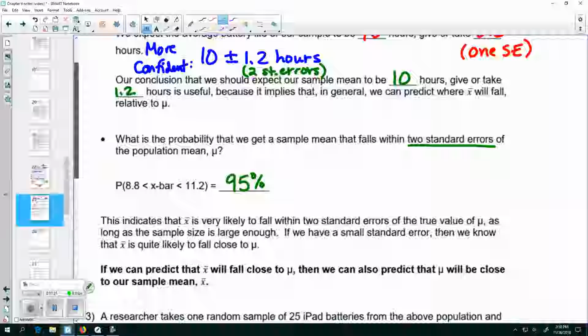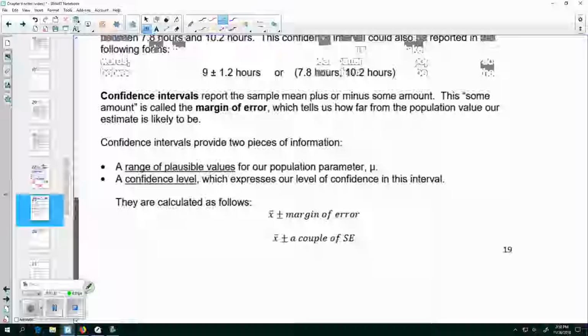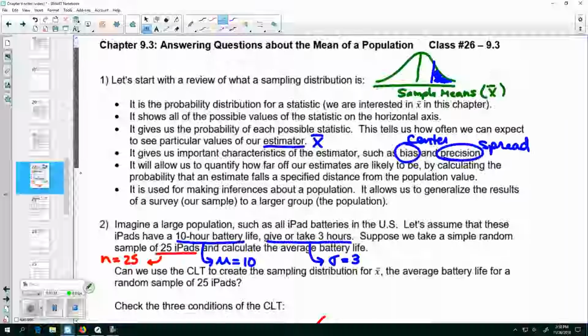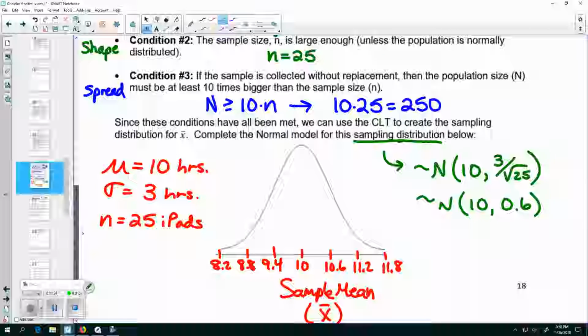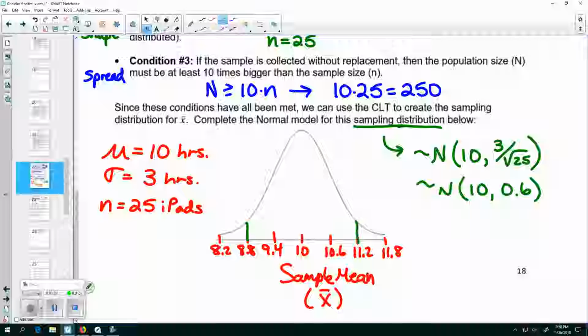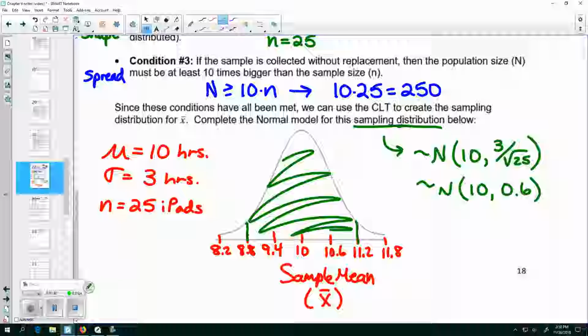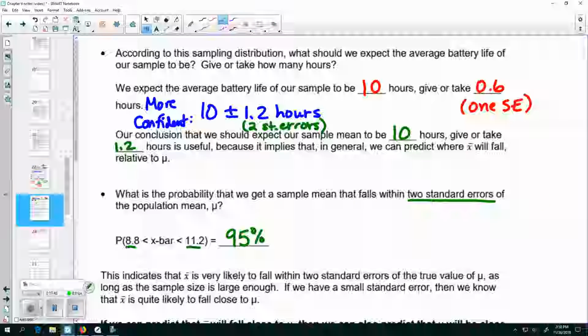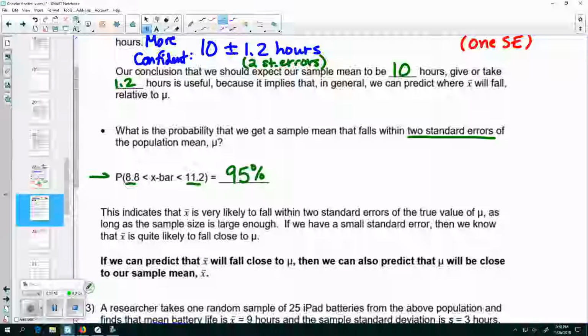In fact, if we look at our distribution from the previous page, oops, looks like I went the wrong way. Let's go back. Here we go. Got 8.8 and 11.2. There's our 2 standard errors right in the center. That should include 95% of those sample means. So again, the probability that we get a sample mean, X bar, in between 8.8 and 11.2 hours, that's 95% of the time. So that indicates that X bar is very likely to fall within 2 standard errors of the true value of mu. And very likely because it happens so often.